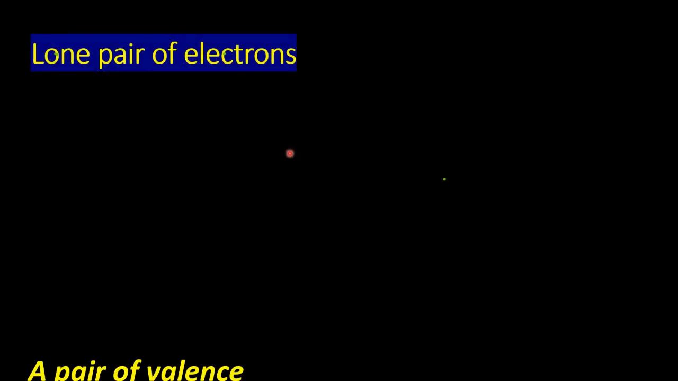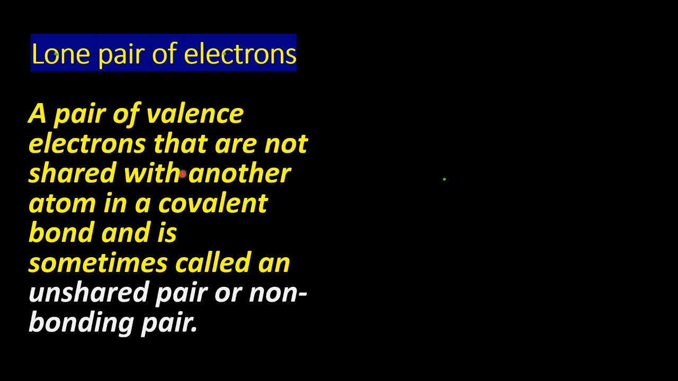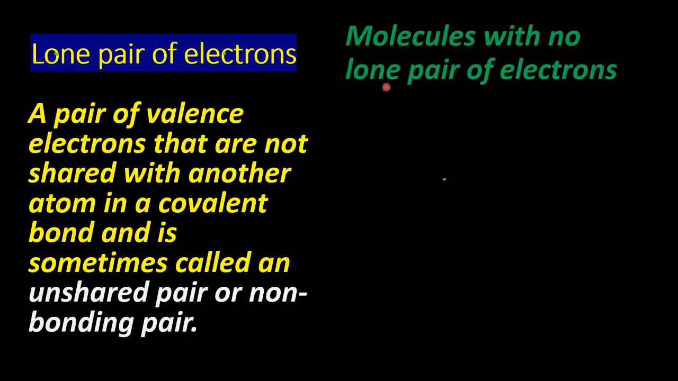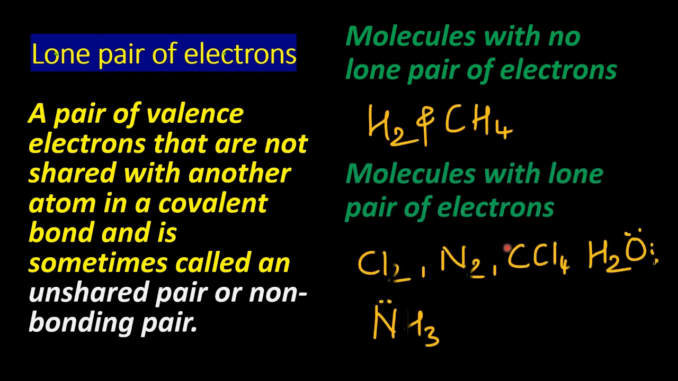What do you mean by lone pair of electrons? Lone pair of electrons are the valence electrons that are not shared with another atom in a covalent bond, and are sometimes also known as unshared pair and non-bonding pair. So what are the molecules with no lone pairs of electrons? Hydrogen and methane. And all other molecules contain lone pair of electrons: chlorine, nitrogen, CCl4, water, ammonia, all of these.